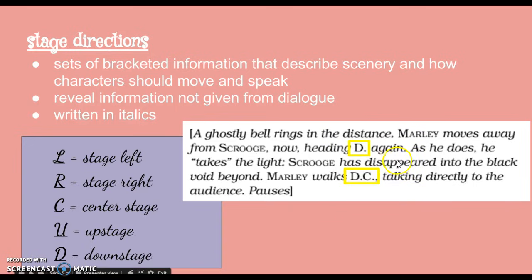And you'll notice over here we have highlighted D and DC. These letters represent where the characters are standing or where they are walking. And over here is your key. L is stage left, R is stage right, C is center stage, U is upstage, and D is downstage, which pretty much makes sense when you think about it.